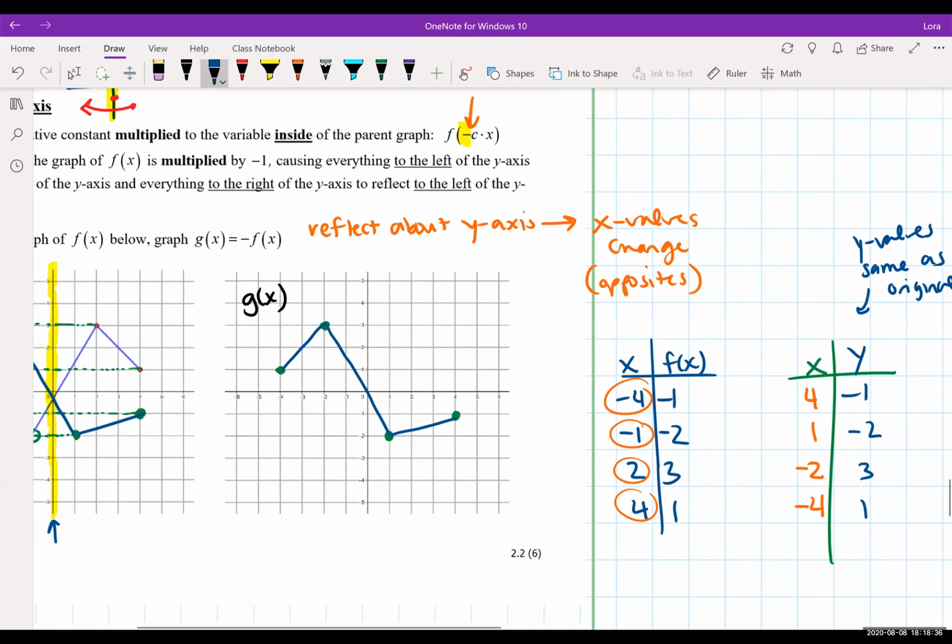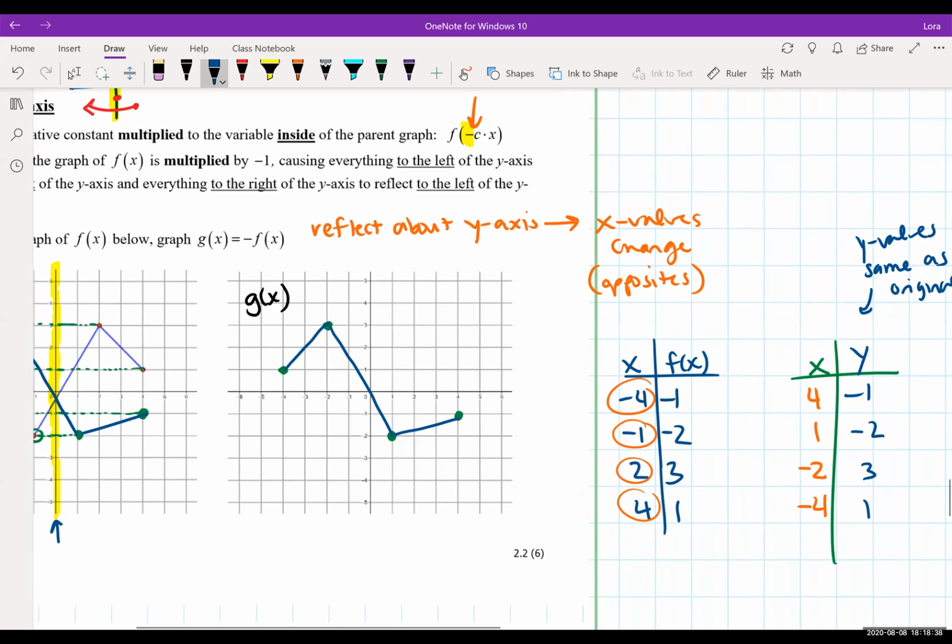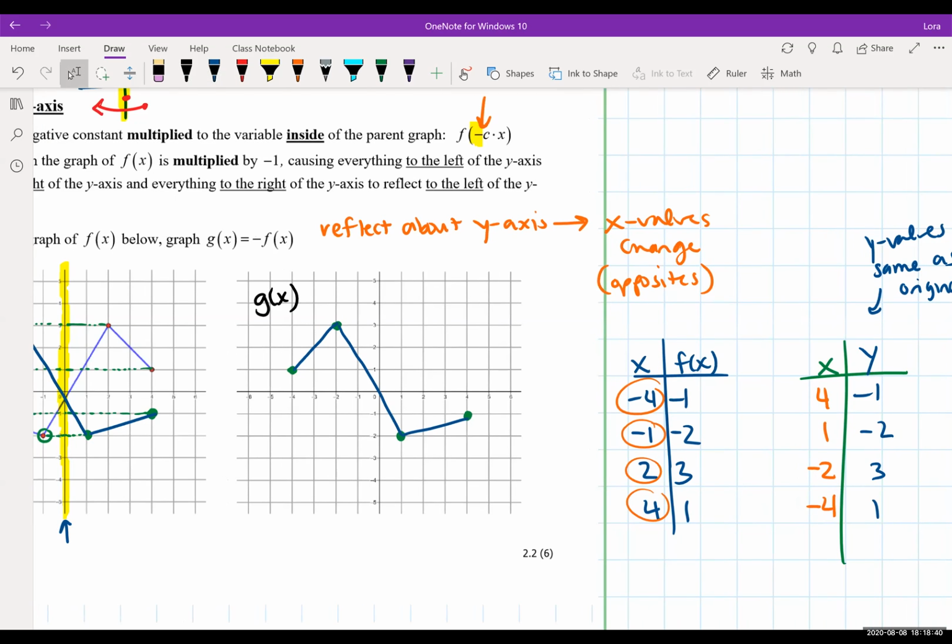So if we do this, you can see, where is 4, -1? That's this point, 4, -1. Where's 1, -2? That's over here. Where's -2, 3? That is right here. And where's -4, 1? That is right here. So you have another way to show how you're reflecting about the y-axis.